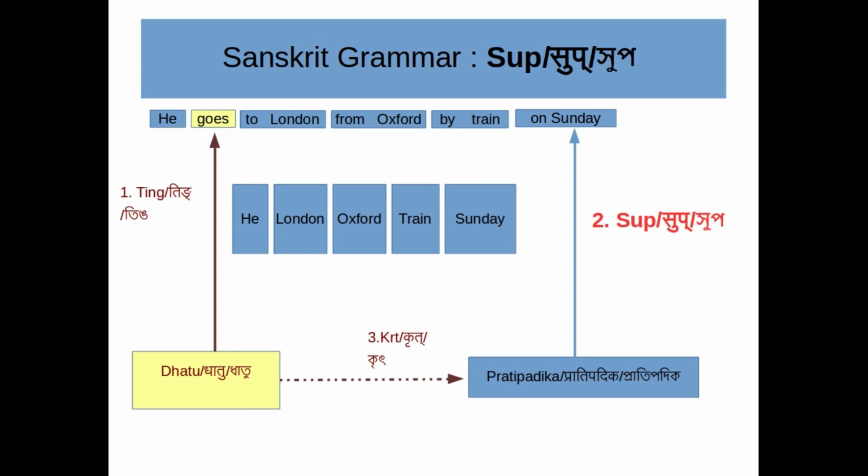Other words are formed from pratipadikas using sup vibhakti. We have to use sup vibhaktis on these words to express their relation. The original words are called pratipadikas. Their sup vibhakti forms, let's call them supified forms, will be used in the sentence to convey the correct relation among each other. In English, how is the relation expressed?